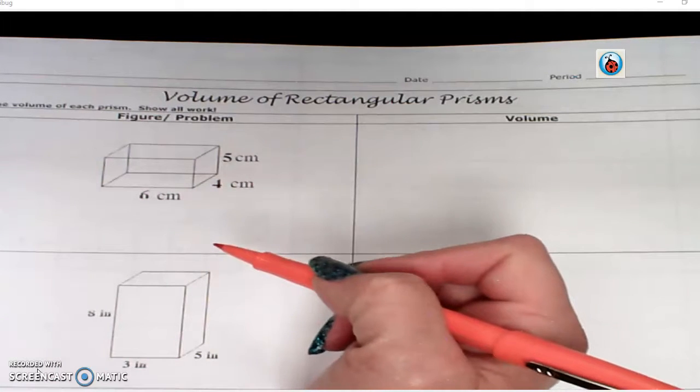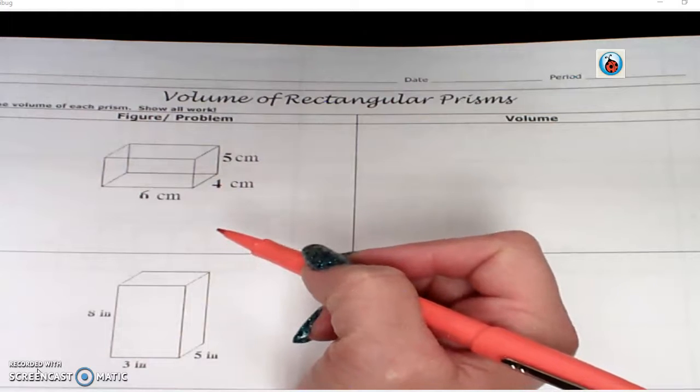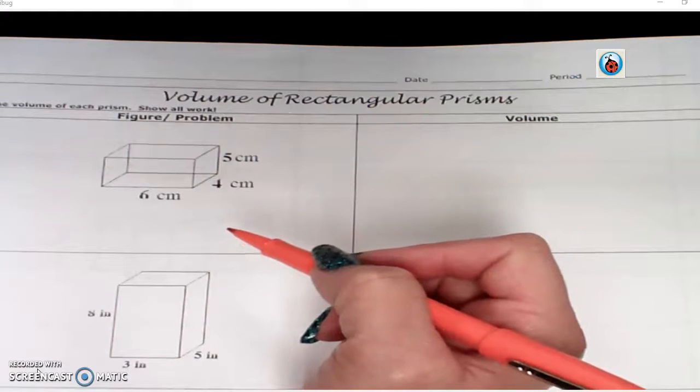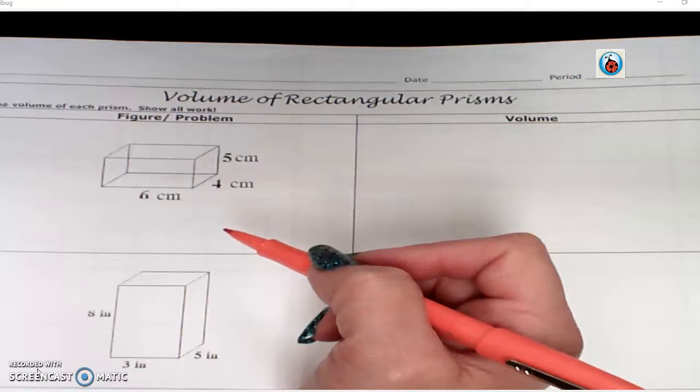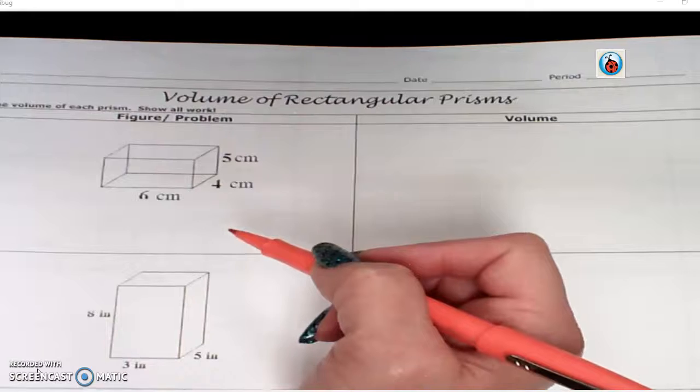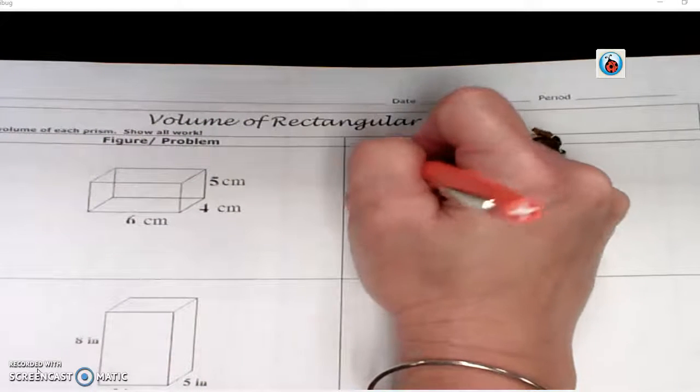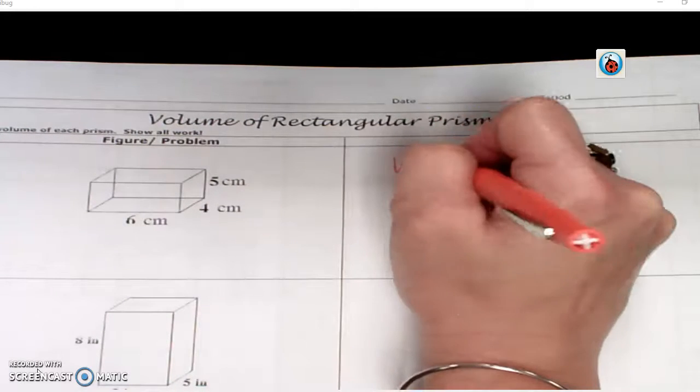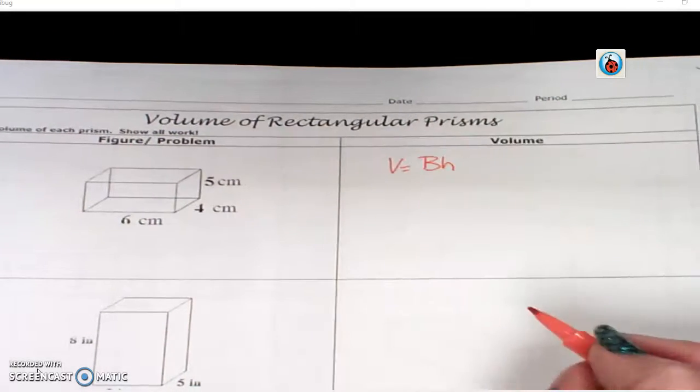In elementary school, you probably learned to do volume equals length times width times height. But remember, I told you that we're no longer using length times width. We're switching that to be base. Well, not only is that a change, another change is that in volume, we now use the formula capital BH.